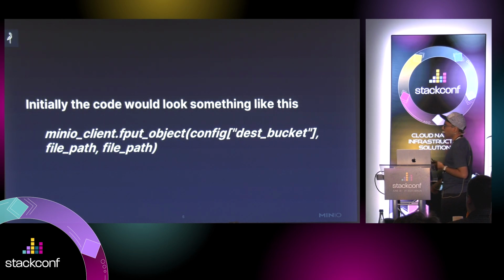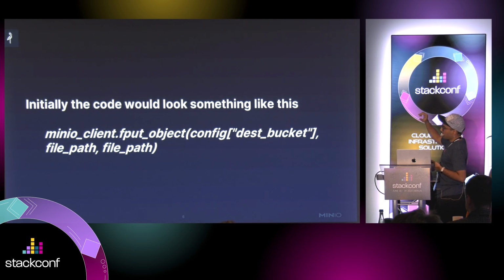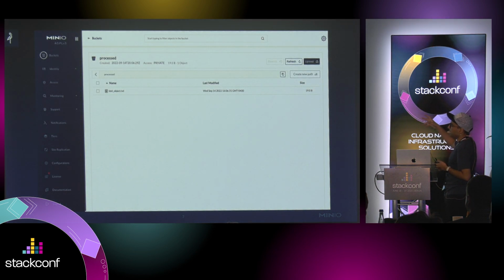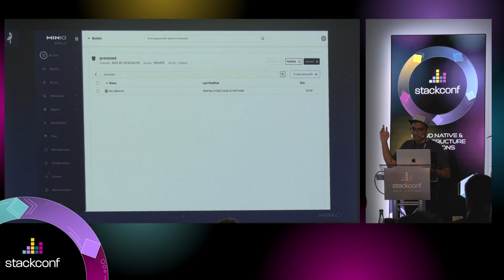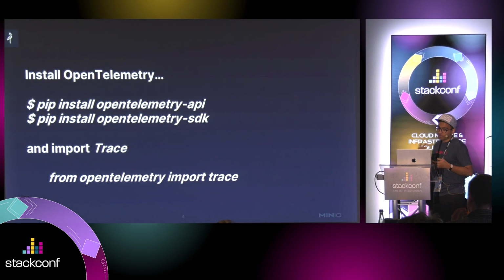Initially, the code would look something simple, like this. In this case, I'm trying to put an object inside a bucket. You have maybe this inside a function, or this itself will be a function, and eventually it'll get placed inside a bucket you would name, and the object would be inside that. Now, if you would want to know how long it took to actually put that object in there, you would want to trace that.